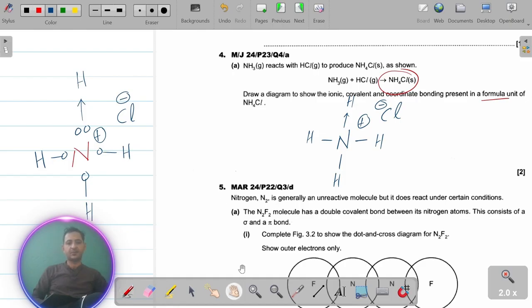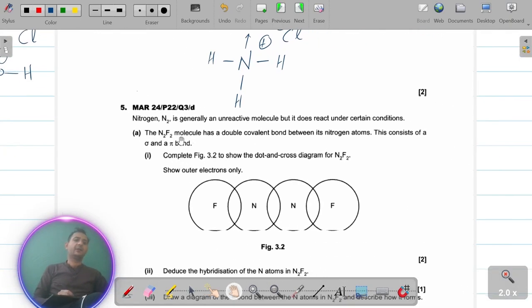Okay, so the next question: nitrogen is generally an unreactive molecule. Why? We know the nitrogen molecule makes a nitrogen to nitrogen triple covalent bond, and they are the same atoms, so they are permanent non-polar molecules. But it does react under certain conditions. Certain conditions mean a very high temperature, for example lightning, or for example in car engines.